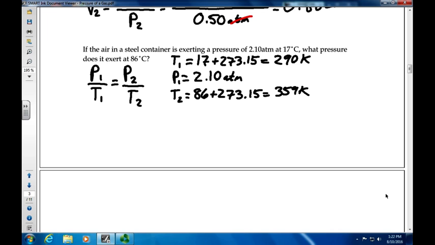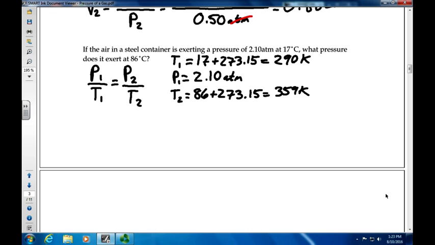Now, if you were given a different unit for pressure, like kilopascals or millimeters of mercury or torrs, because their conversions are based on multiplication, there's a direct proportionality to them. So you could theoretically leave those alone. So as long as it doesn't ask you for something in a different pressure, and let's say the 2.1 atmospheres was given in kilopascals, you could leave it in kilopascals and your answer could be in kilopascals. But because we're given atmospheres, let's just keep it in atmospheres.